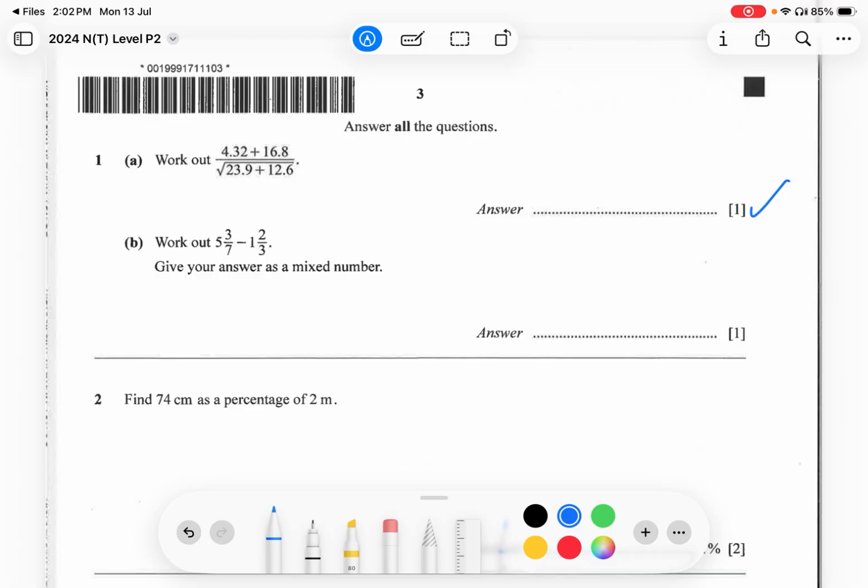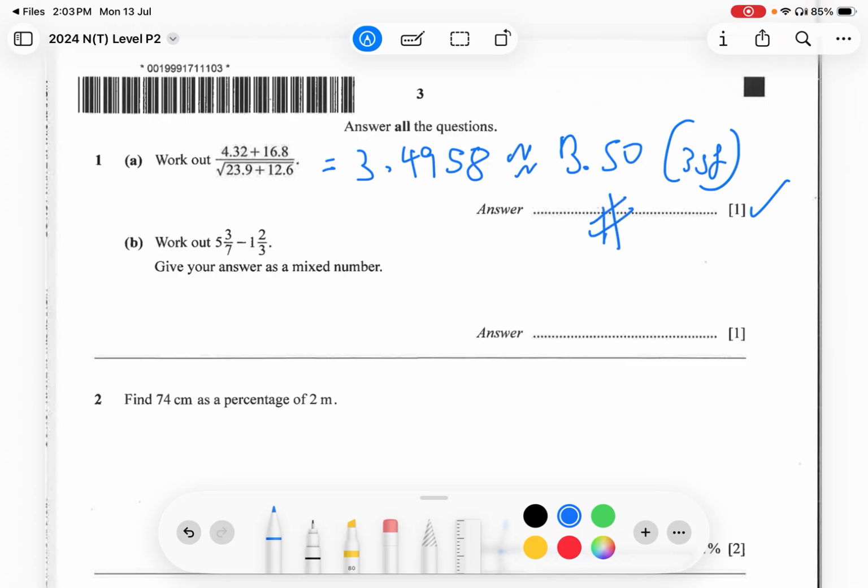You should get 3.4958. You round off to 3 SF. 3.50 to 3 SF. You should get this answer. Okay, for this, the next one is also calculator.